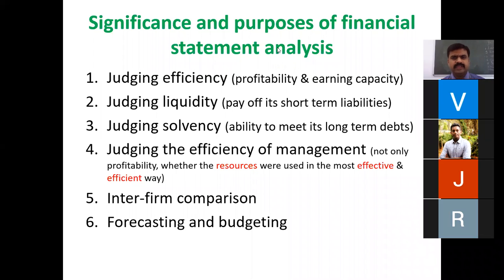If income is good, you say company is efficient. If not, you say company is not efficient. Okay. Looking at the profitability and earning capacity. How much earning capacity they have. That means how much they can sell in the market, their products, services, whatever they are earning or selling. Okay.